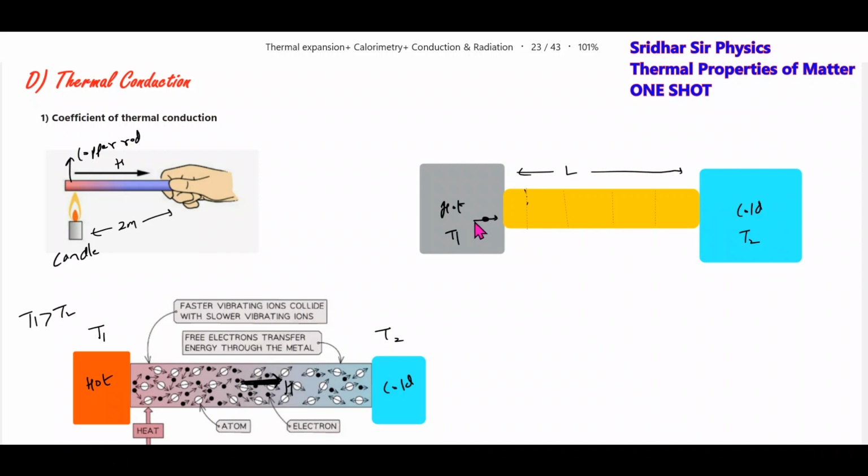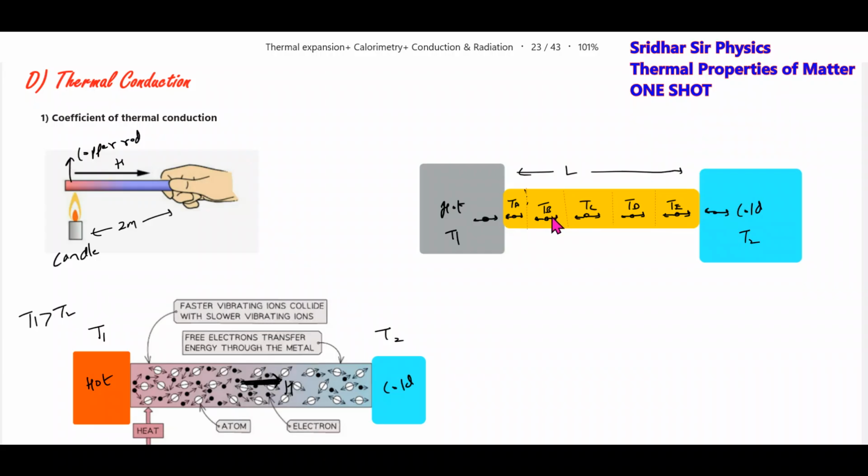The atom which is vibrating here will disturb the adjacent atoms of this rod. These atoms here also start vibrating. They will acquire temperature say Ta. Then this vibrating atom will disturb the atoms present in the next section, which will acquire temperature Tb. Here Tc, here Td, here T. And these vibrating atoms will disturb the atoms in the cold body, so they also start vibrating. This is the basic idea of heat transfer.